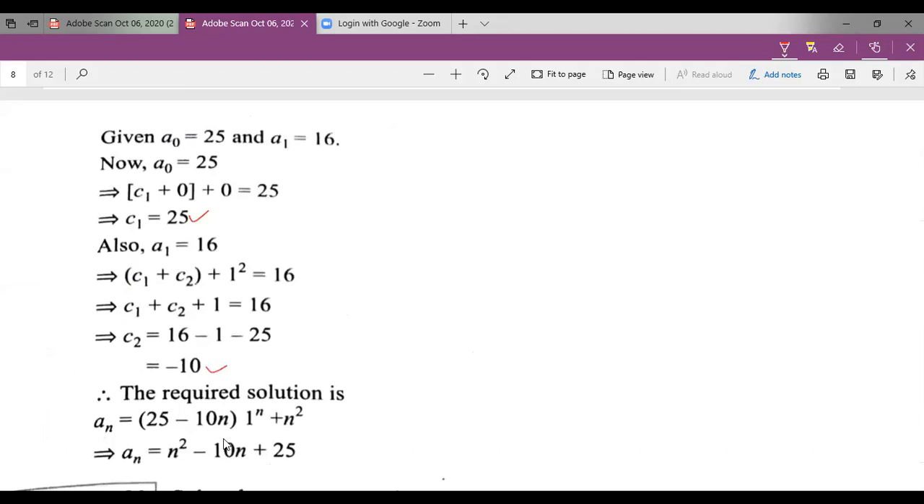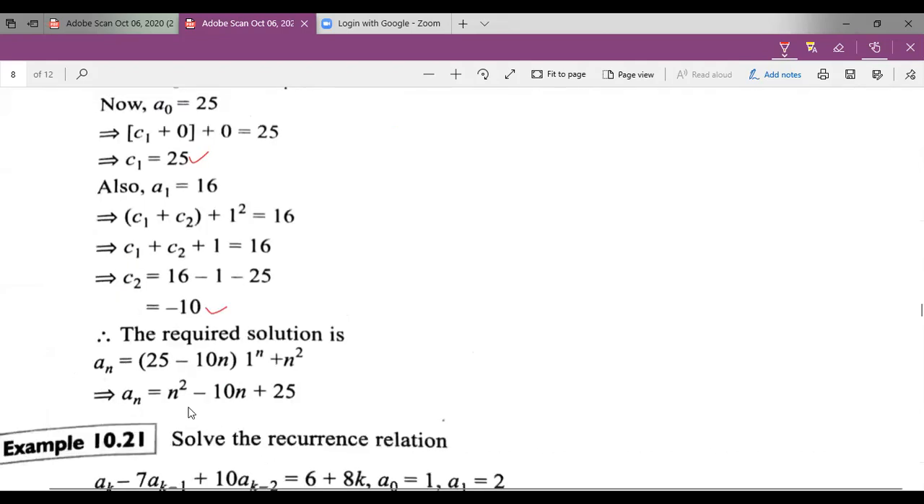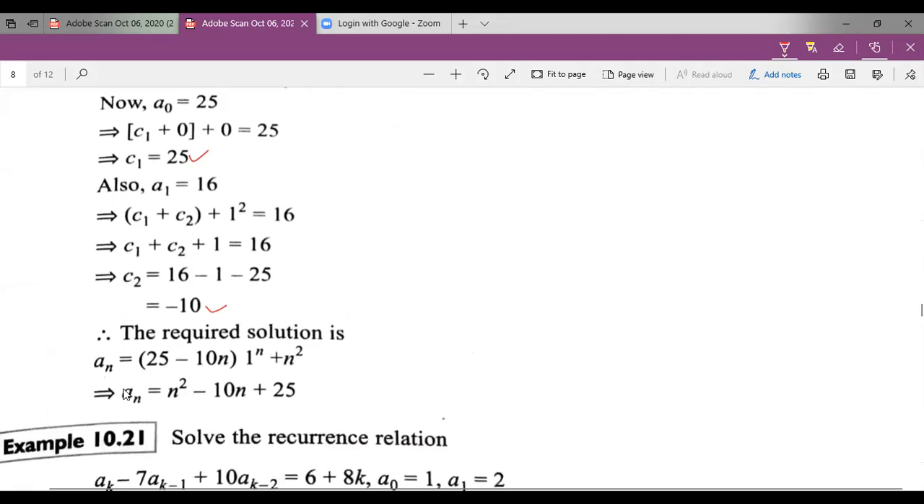So the required solution of the given recurrence relation is a_n is equal to (25 minus 10n) into 1 power n plus n square. So a_n is equal to n square minus 10n plus 25.